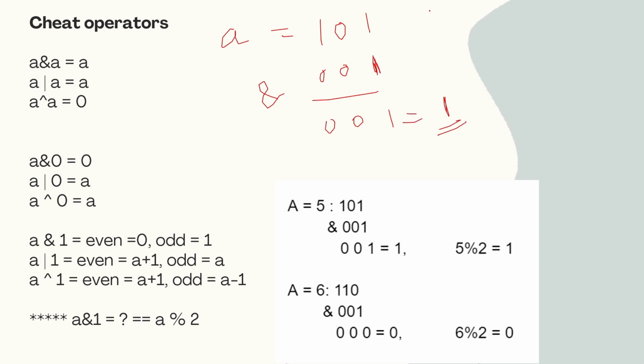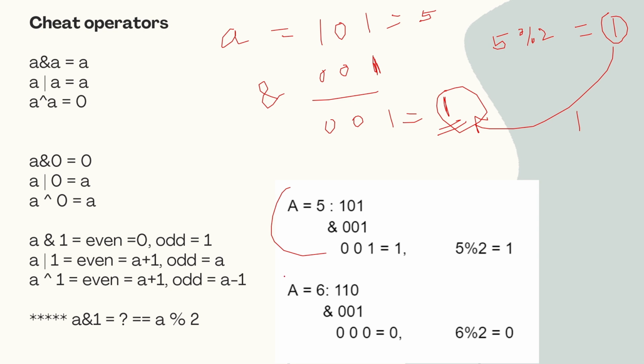So let's say a is 101, in the sense 1 plus 4. It is 5. So if I do 5 modulo 2, that means a modulo 2, how much? 1. So clearly both are same. That's why I'm telling you, you can check these examples. Here also I have given the same example. You can check with another example as well. A and 1 and a modulo 2, both are same, right?